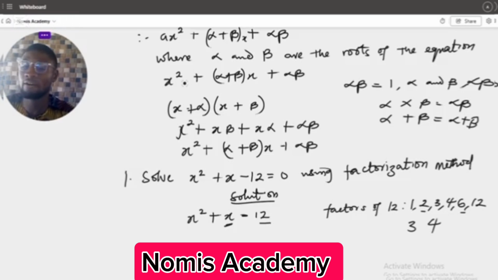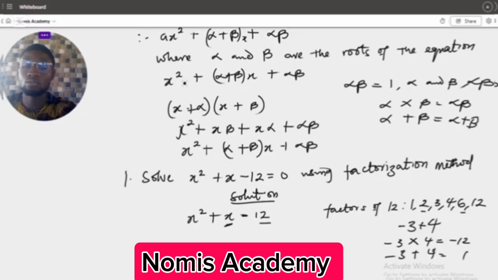But let's check 3 and 4. 3 times 4 will give me 12. So if I take one to be negative and the other to be positive, so that I will have this negative answer, if I take minus 3 times 4, I should have minus 12, and minus 3 plus 4, I should have 1. Definitely the factors I can work with are 3 and 4, in the order of minus 3 plus 4.